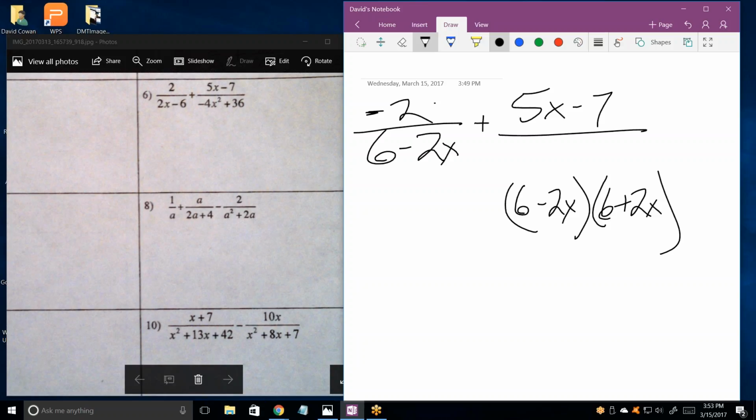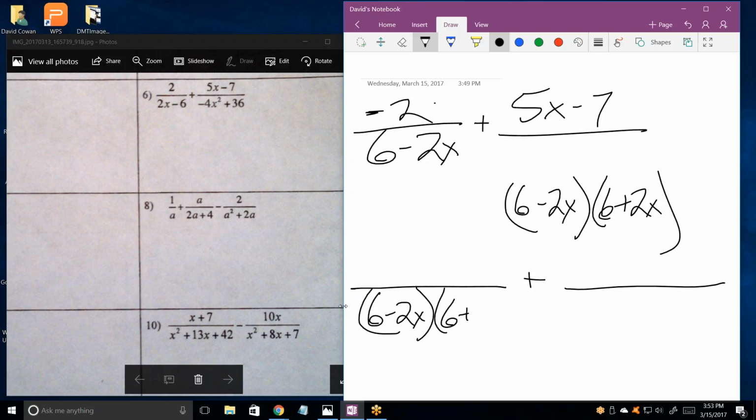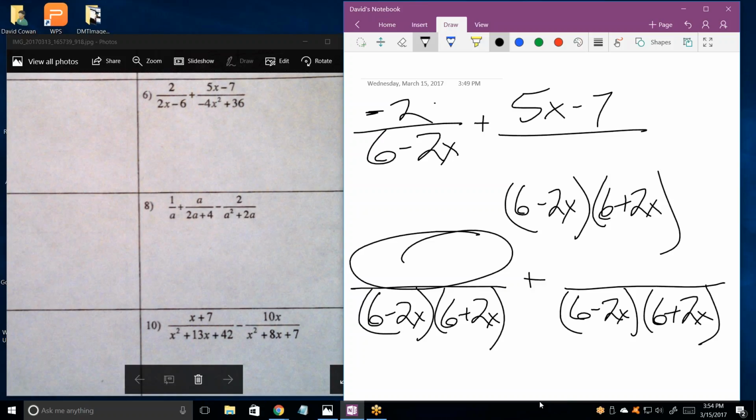Same fraction. Oh, I thought you were going to do it to the other side on the bottom. Well, you could do it to either side. But now it makes it quite simple to figure out a common denominator. What's the common denominator? 6 minus 2x times 6 plus 2x. So I'm going to write that in both denominators because I want to be checking, to make sure I don't make mistakes. Now, what goes here? Would that be minus 2?